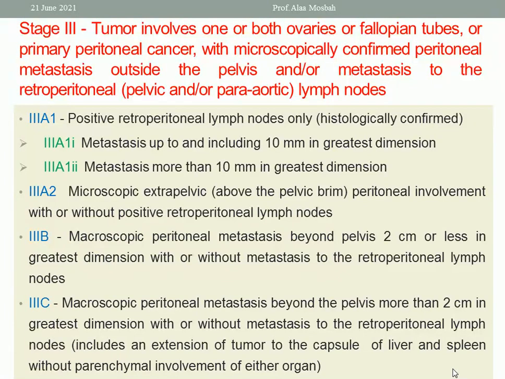3A2, microscopic extrapelvic peritoneal involvement with or without positive retroperitoneal lymph nodes. 3B, macroscopic peritoneal metastasis beyond the pelvis 2 cm or less in greatest dimension with or without metastasis to the retroperitoneal lymph nodes. 3C, macroscopic peritoneal metastasis beyond the pelvis more than 2 cm in greatest dimension with or without metastasis to the retroperitoneal lymph nodes. Include an extension of the tumor to the capsule of the liver, capsule, not the parenchyma. Be careful about this part. And the capsule of the spleen also, not the parenchyma.